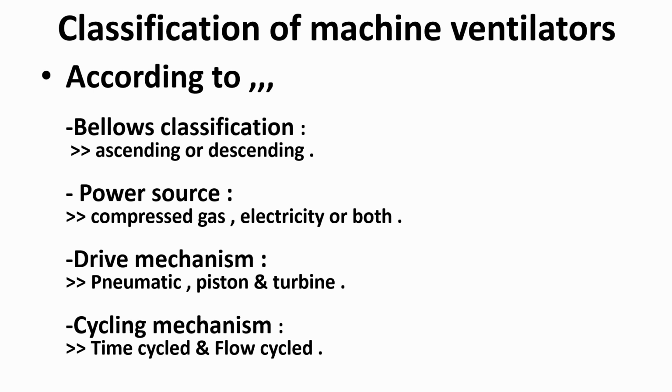So if the question comes, it will come like: enumerate the classification of machine ventilators. It will be classified according to the classification below: bellows, ascending and descending, and ascending is much better than descending for safety. Power source: compressed gas, electricity, or both. Drive mechanism: pneumatic, piston, or turbine. And finally cycling mechanism, which will be time cycled and flow cycled.